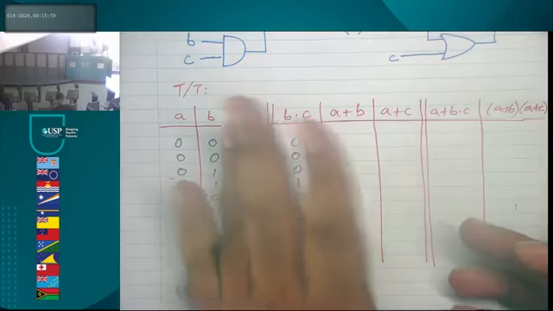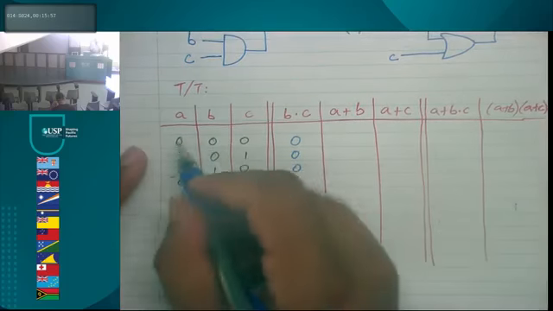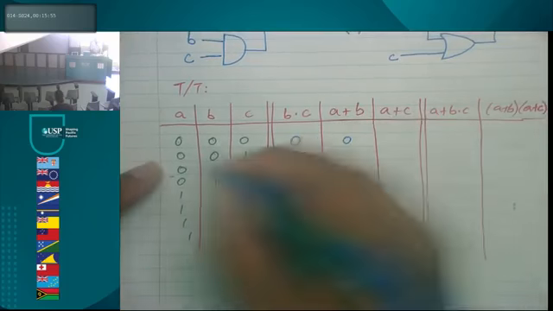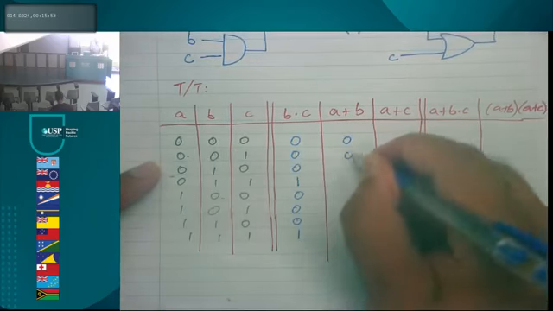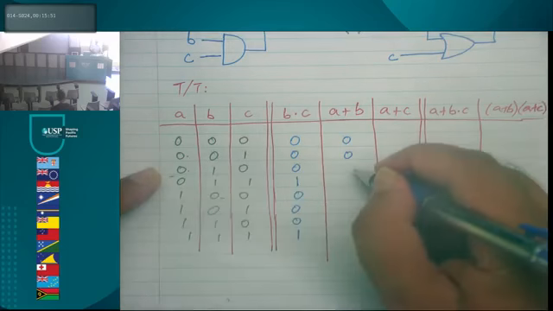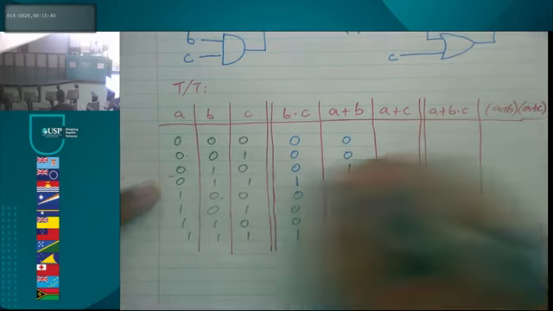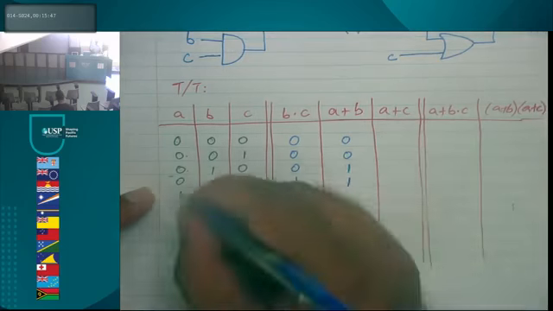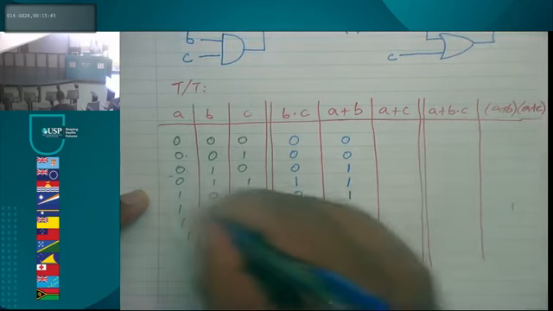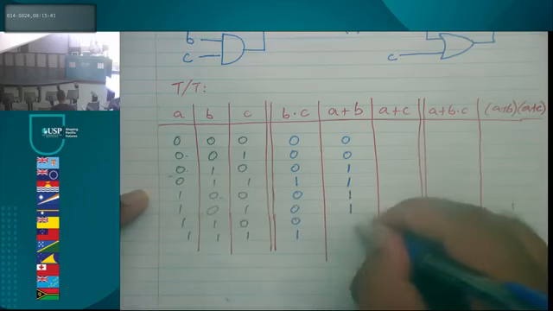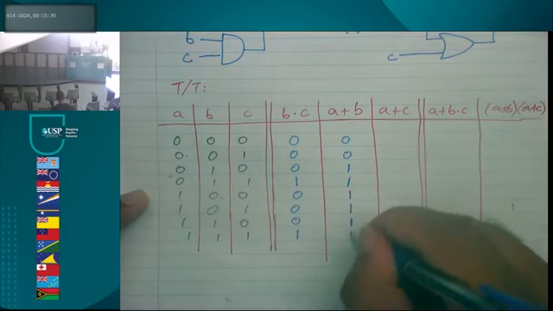So A or B, we're just looking at the first two columns. 0 or 0, 0. 0 or 1, 1. 1 or 0, 1. 1 or 1, 1.